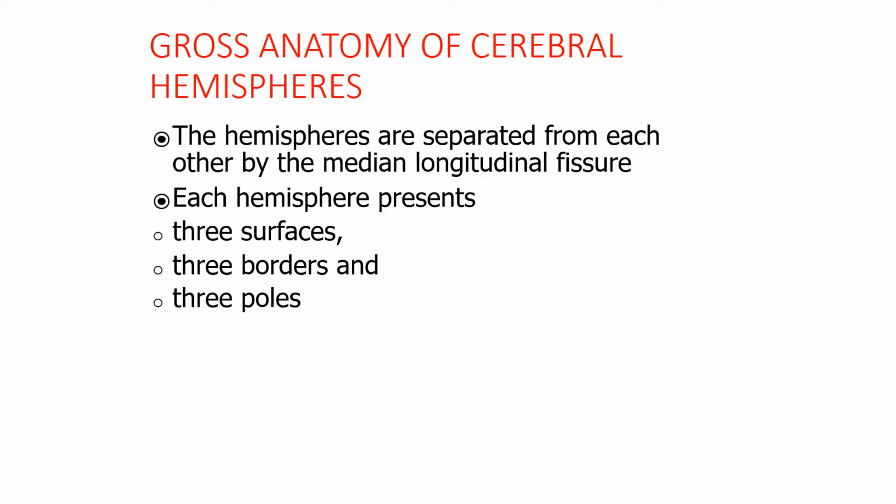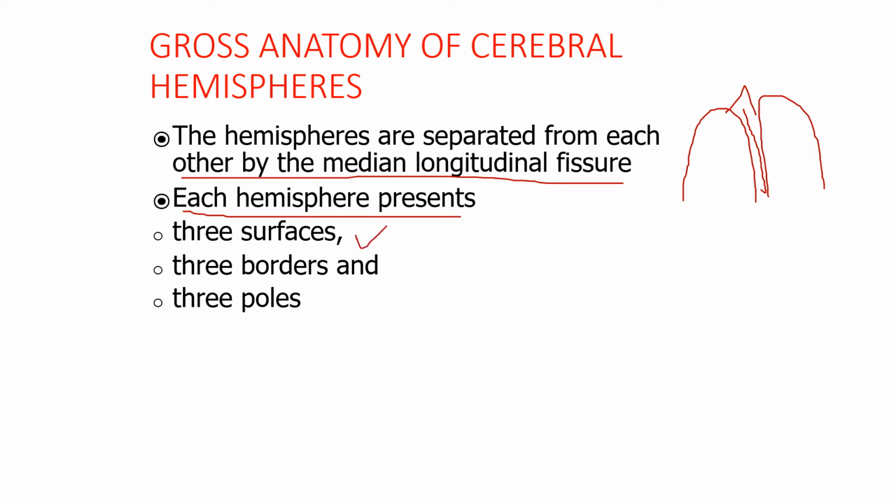If you see the cerebral hemispheres, they are separated from each other by the median longitudinal fissure. So that's a deep fissure. If you have seen the cerebrum like this, in between is a deep fissure, that is the median longitudinal fissure. Each hemisphere presents 3 surfaces, 3 borders and 3 poles.